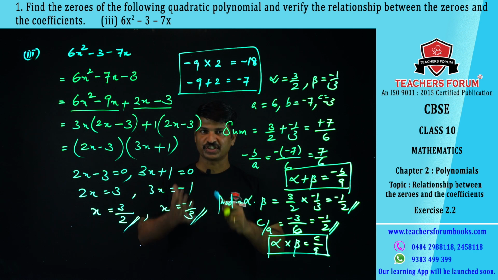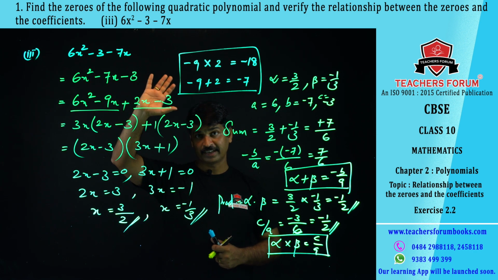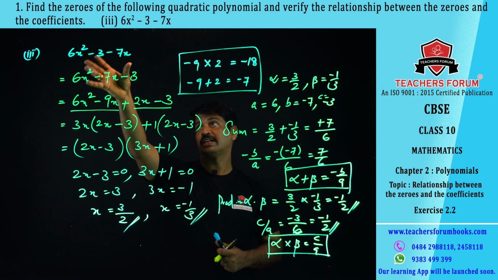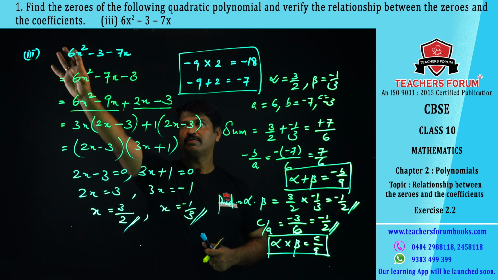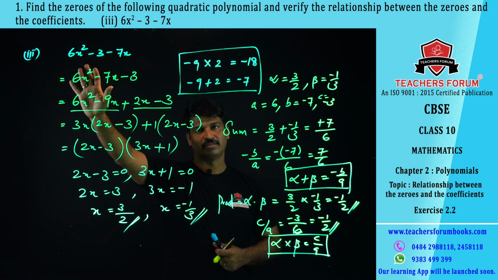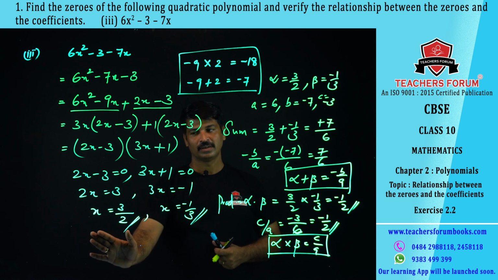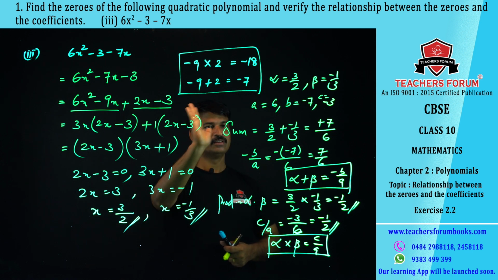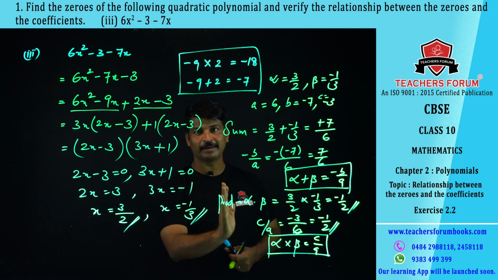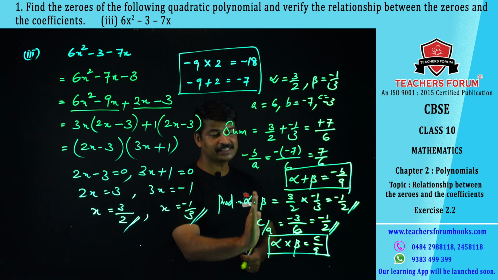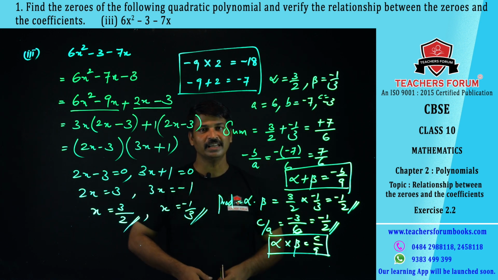Okay. So once again, the first step is to find the zeros. You can find the zeros of the given polynomial by the splitting the middle term method. It is not in the standard form. So first, we have written this in the standard form. Then using splitting the middle term, we found the zeros, named them as alpha and beta, found the sum, found minus b by a, and both are equal. Found the product, that is alpha into beta, and c by a, and they both are equal. Then we have verified the relationship between the zeros and the coefficients.